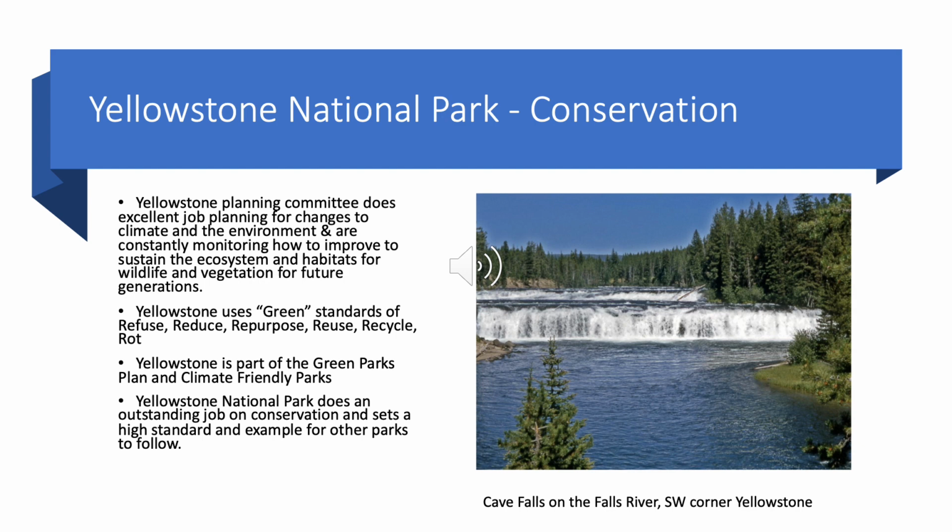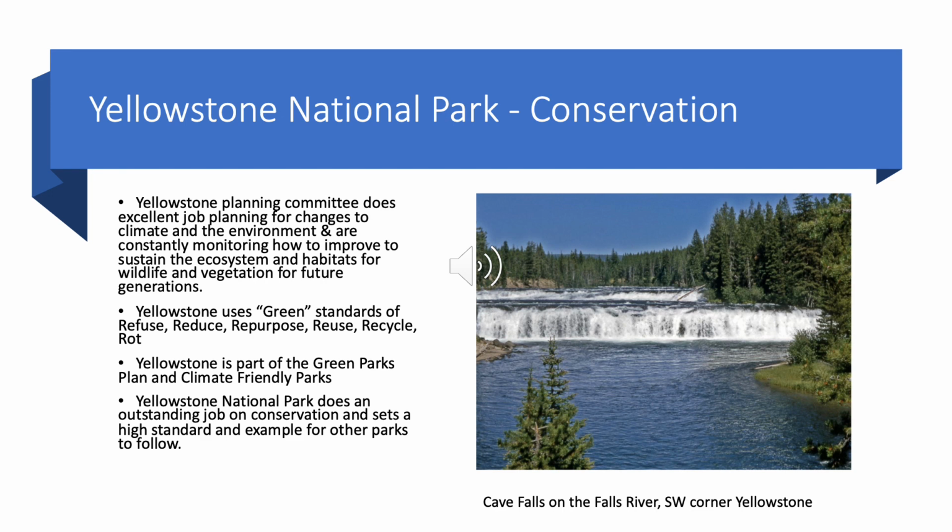Conservation at Yellowstone. Yellowstone National Park's planning and management are leading the way when it comes to conservation. They continually monitor the environmental ecosystems, wildlife habitats, and tourism impacts, trying to find ways to improve the environment and make it sustainable. All areas of the park practice green standards of refuse, reduce, repurpose, reuse, recycle, and rot.